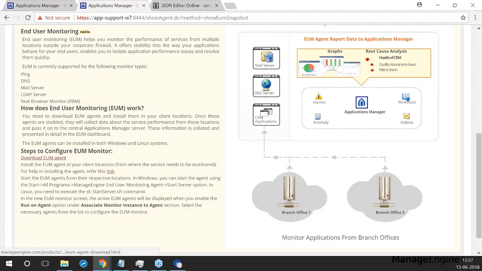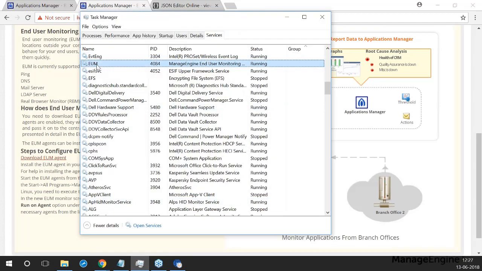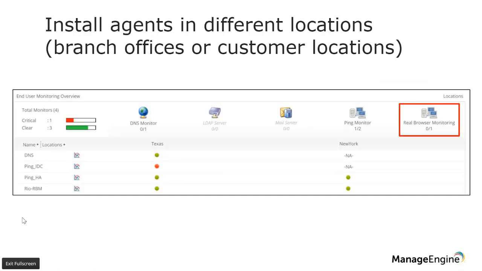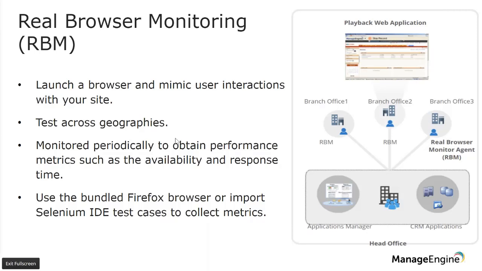And right here is the option to download the EUM agent. Now, once you download the EUM agent, as you can see here, the EUM agent will start running as a service in your device, and you have to make sure that the end user monitoring agent is running so as to make sure that data is collected and transmitted periodically. So let me minimize this, go back to the presentation, and start discussing the real browser monitoring.